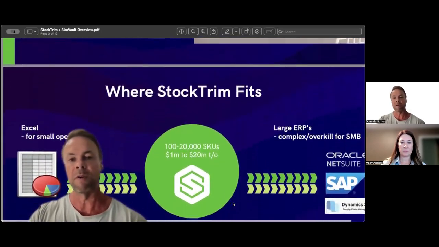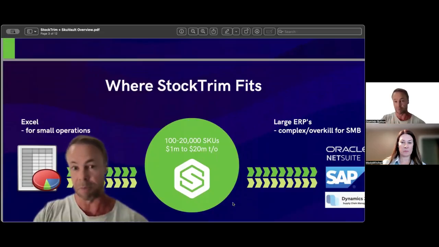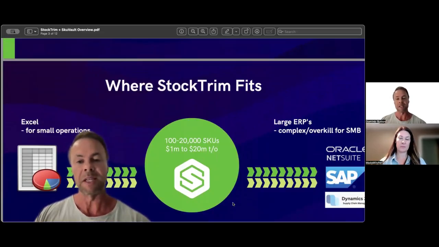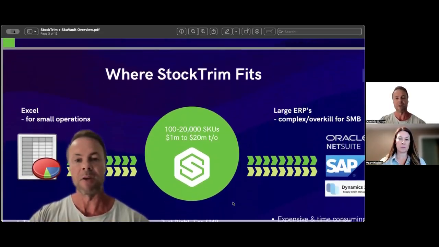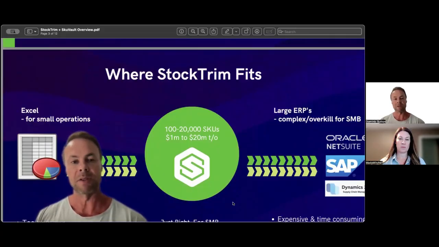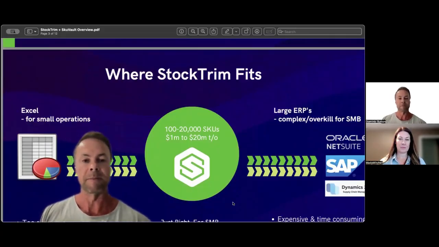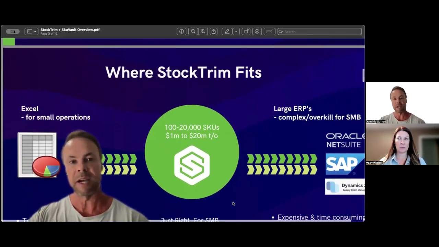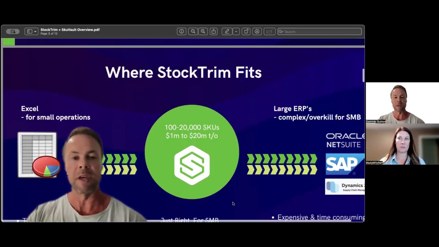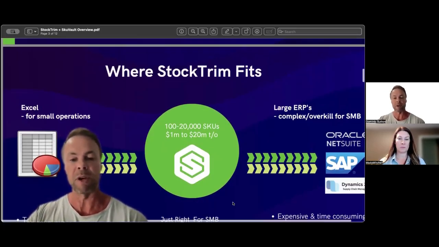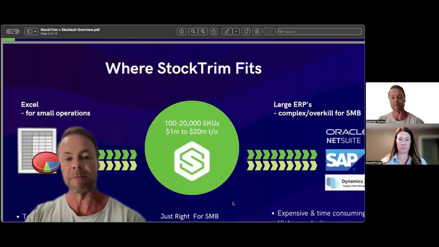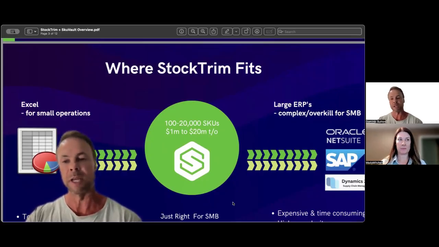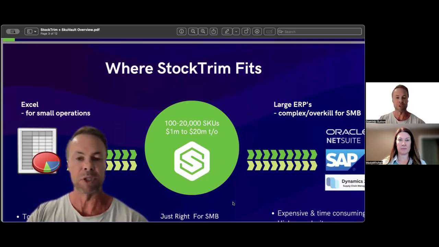But just to give you a quick overview of how StockTrim fits in the ecosystem, some people are confused about this. We basically cater to companies in the 1 to 20 million turnover area, up to about 20,000-30,000 SKUs. We can go higher, but that's sort of where it gets a bit too heavy for us. Most of our customers are coming out of spreadsheets. They're dropping their data from the inventory system of record, the inventory management system, into CSV files or Excel files, and they're applying formulas in order to produce purchase orders.